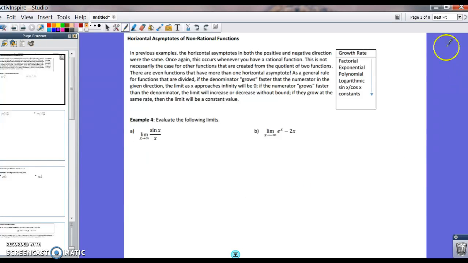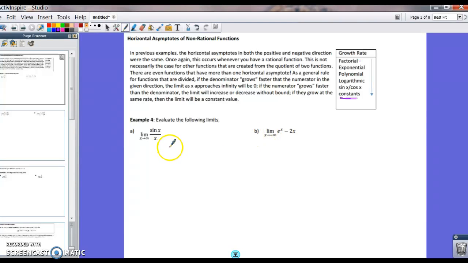If you look at this graphic over here on the right, this is telling you the order in which they grow. So constants grow at the slowest rate, but factorial functions grow at the fastest rate. The top of the list is fastest, and as you go down the list, they grow at a slower and slower rate, right? So that's why the arrow is pointing down. As you go down the list, the growth rate slows down. So let's go through a few examples here.